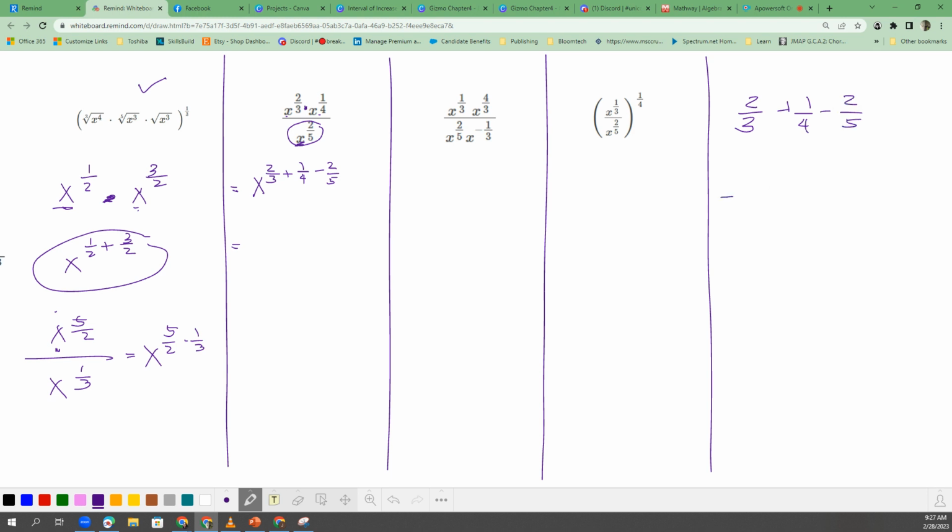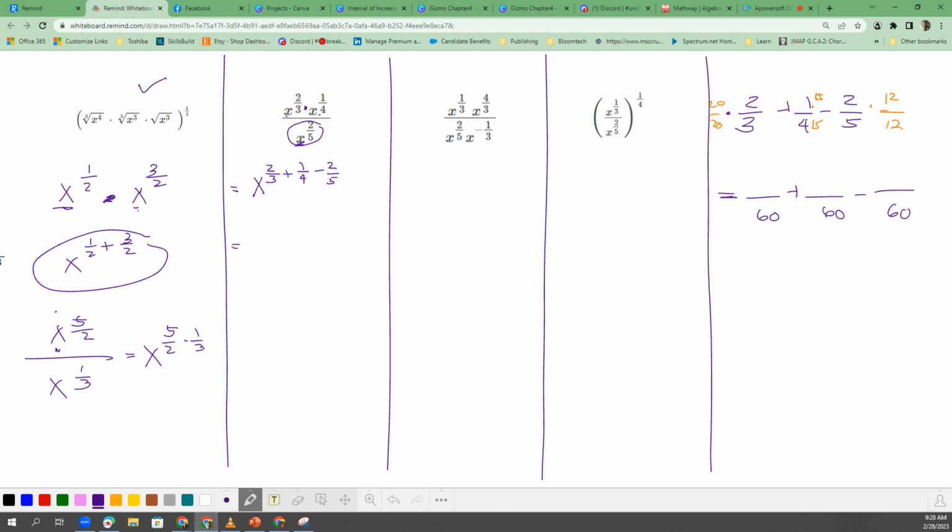Therefore your common denominator is going to be 60. So the first one you have to multiply by 20/20 to make it 60, the second one you need to multiply by 15/15, and then the last one by 12/12.